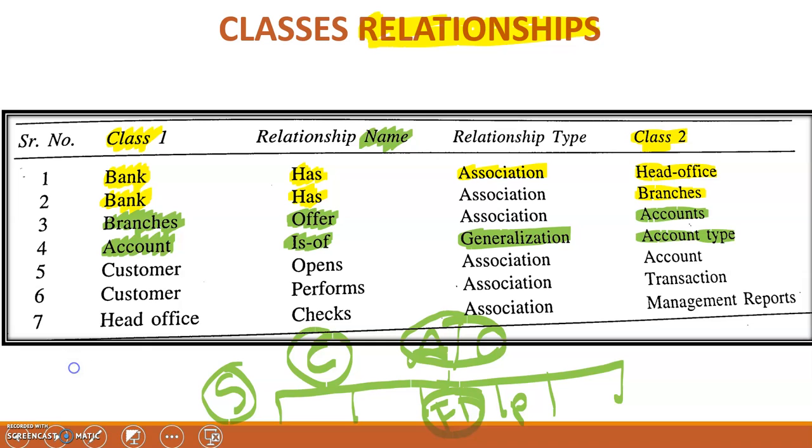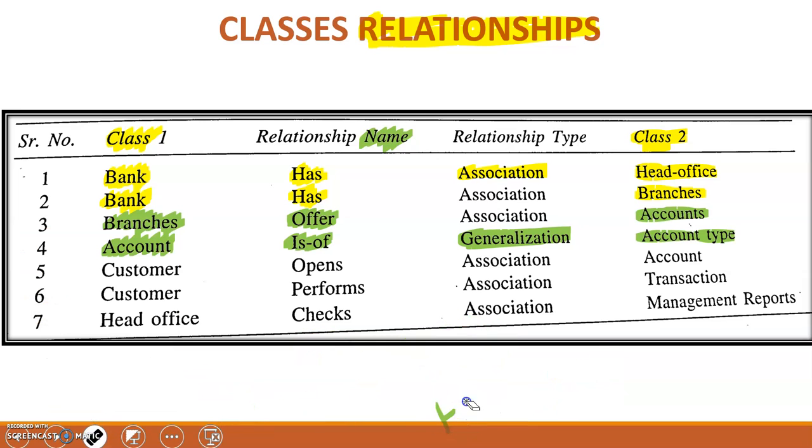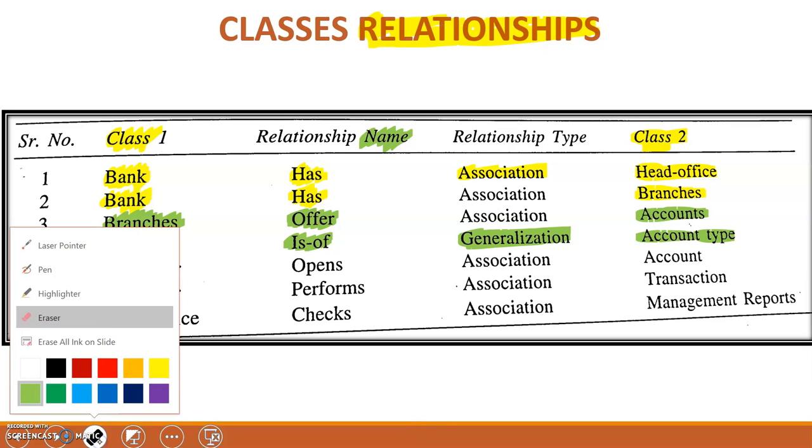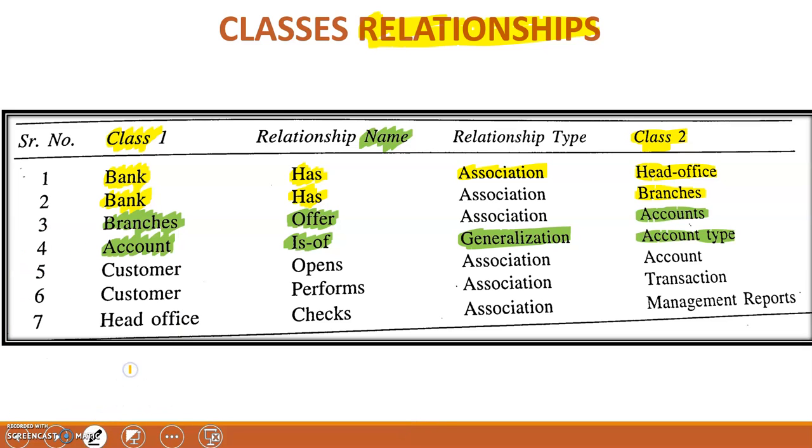Okay, so the next is customer. What is the relationship of customer with the account? Customer can open the account, right? Customer can open the account. Okay, then the other is with the customer. If we take another class, transaction is the class.